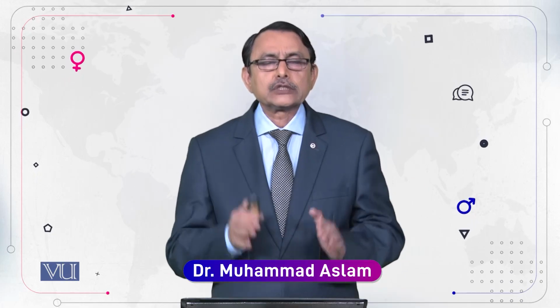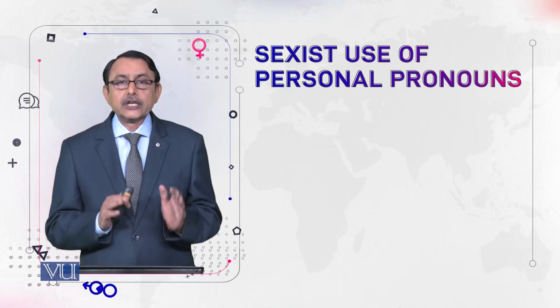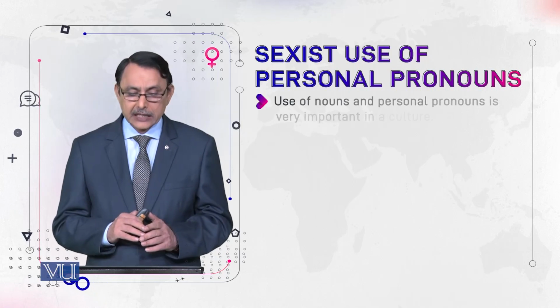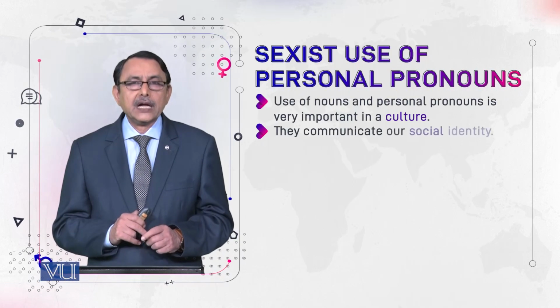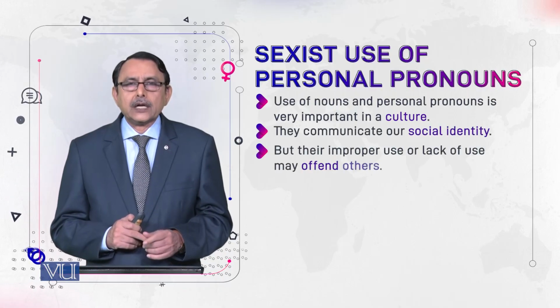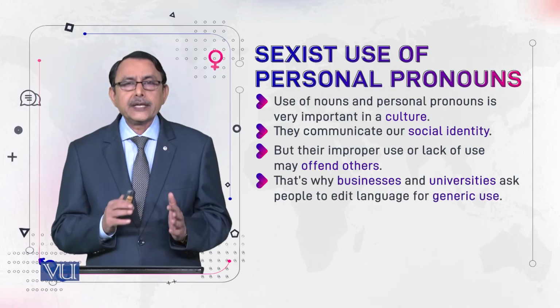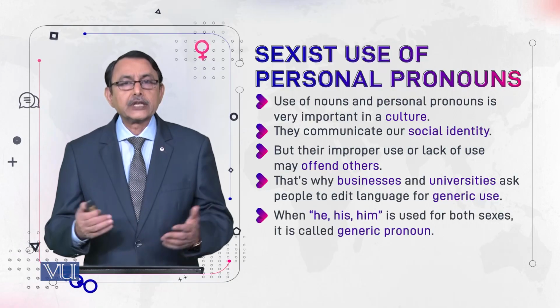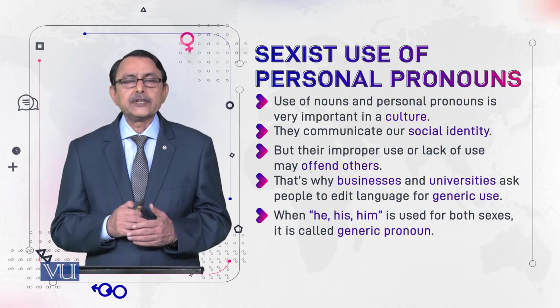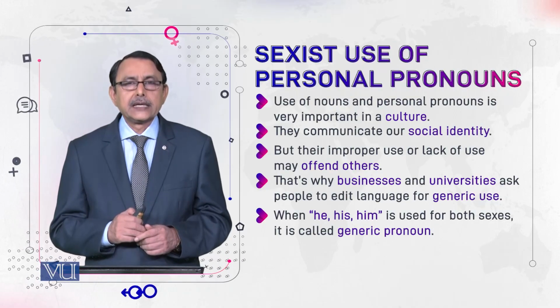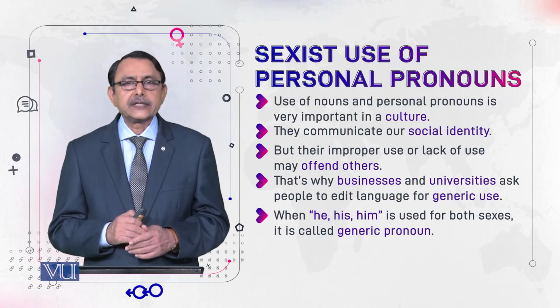Now, interestingly, this was the area of language that became the focus of language reform by the feminists. And you will find very interesting things in this module. Use of nouns and personal pronouns is very important in a culture. Obviously, things are given names. Names give identity to things and persons. And identity places you in society. It shows your position in society, etc.